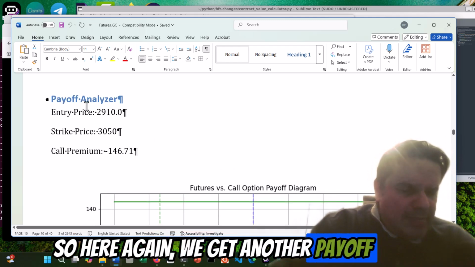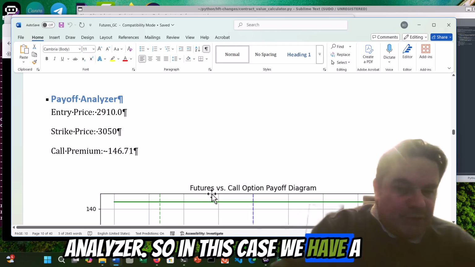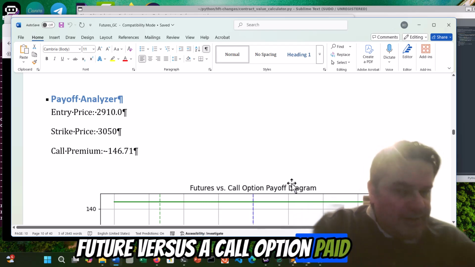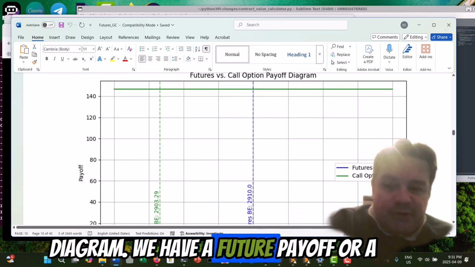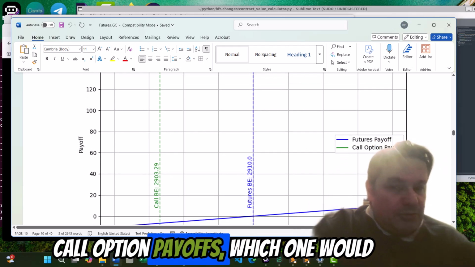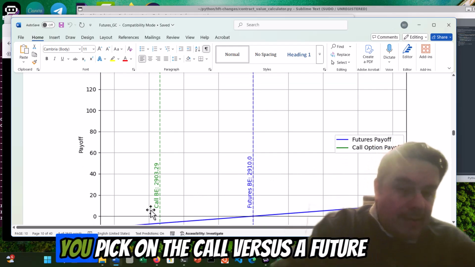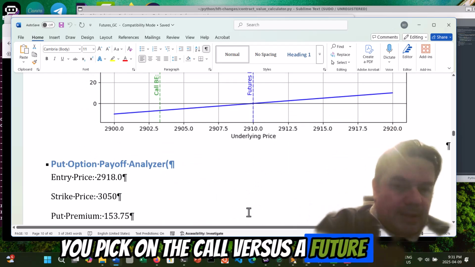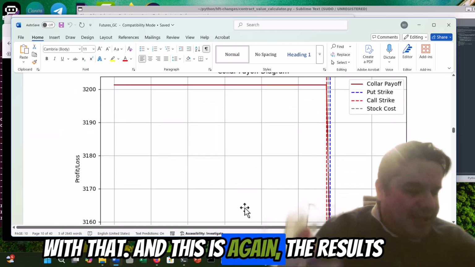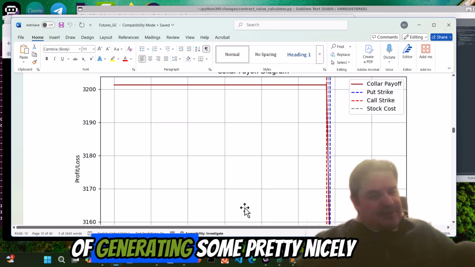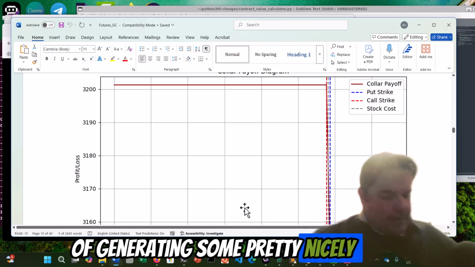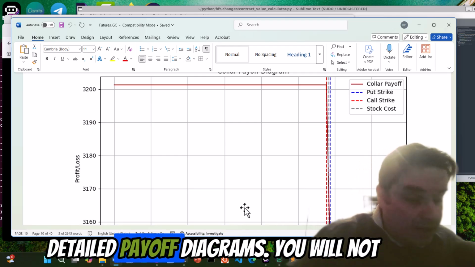So here again, we get another payoff analyzer. So in this case, we have a future versus a call option payoff diagram. We have a future payoff or a call option payoff. So which one would you pick on the call versus the future with that? And this is again the result of generating some pretty nicely detailed payoff diagrams.